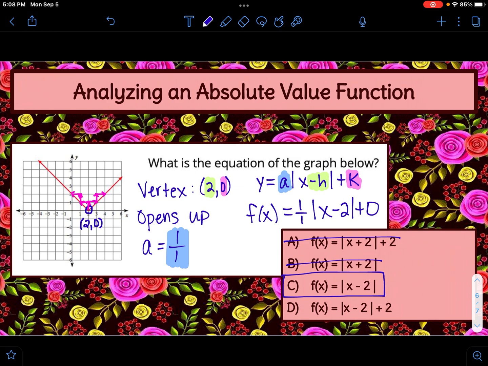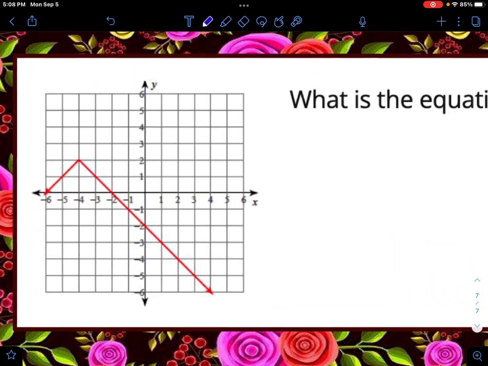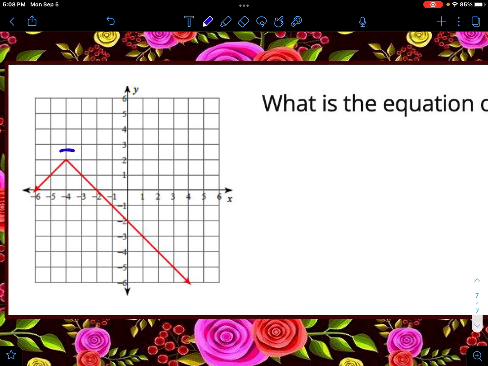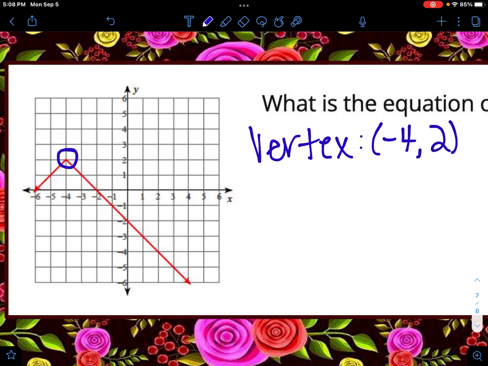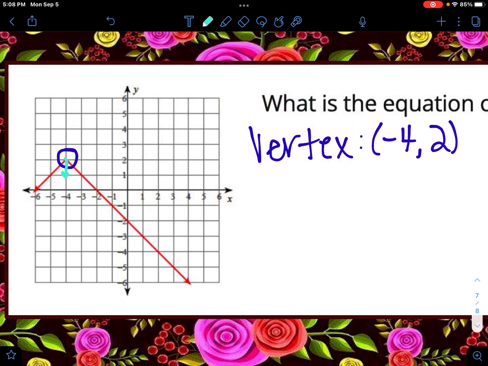All right, one more, and then you guys have a quizzes assignment. So we're going to do the same thing we did on the last slide. We're going to look at our graph first and find the pieces. So I see our vertex, and it looks like it is -4, 2. And I'm going to count my slope. Down 1/1, down 1/1, down 1/1.